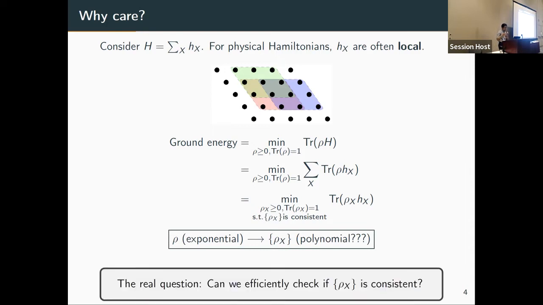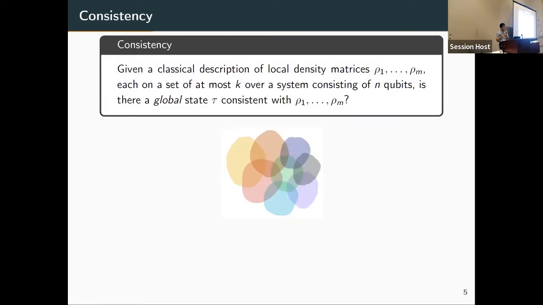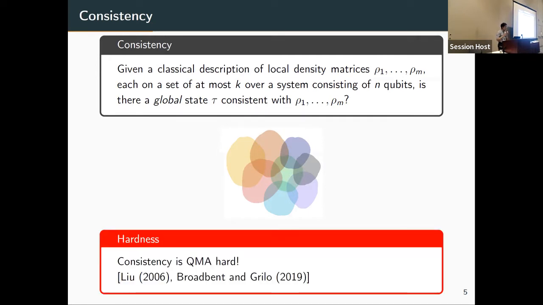This is because the problem of deciding if these marginal density matrices are consistent with some global state or not is actually a hard problem. Formally, this problem is known as the consistency problem in quantum complexity theory. An important point to notice is that this problem is actually QMA-complete. So you should not really expect to have any classical or even quantum algorithm that solves this problem efficiently. To make progress, you need to make some assumptions, and I'll tell you about one such assumption which will allow us to make some progress.